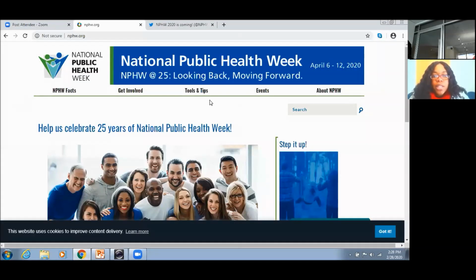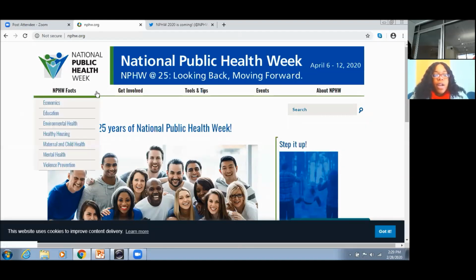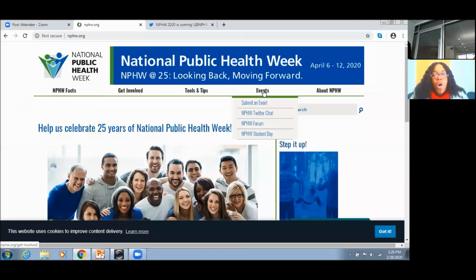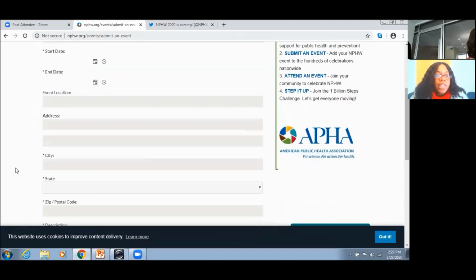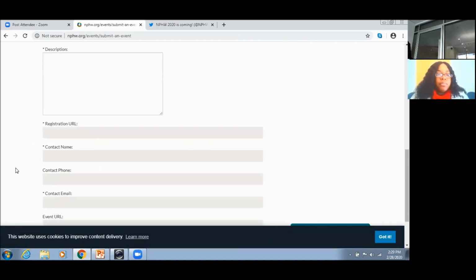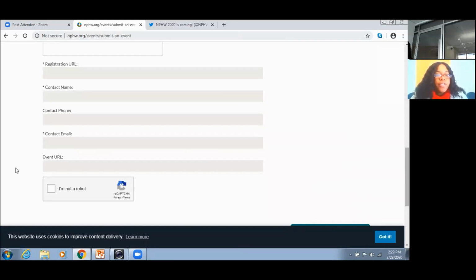So what you're going to do is, I'm on the nphw.org website, and as you can see, there's a whole bunch of different tabs. You're going to go all the way to events, and then you're going to go down, and you're going to see submit an event. So you hit submit an event, and then you put in all the details, the title, the start time, location, registration URL if there may be, contact information, and then I would hope that you're not a robot, so you're going to be able to hit I'm not a robot, and then it's just going to ask you like reCAPTCHA things, so you know, to click on whatever they're asking you to look at.